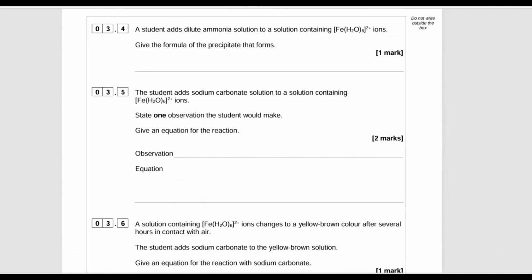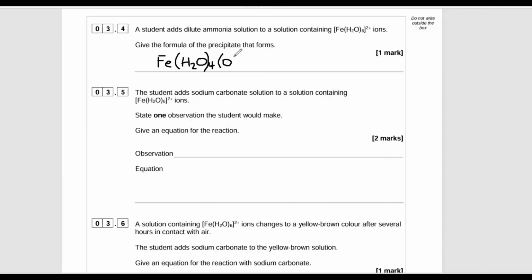Okay, 3.4. A student adds dilute ammonia solution, so that's NH3(aq), to a solution containing [Fe(H2O)6] 2+ ions. So what have we got there? Hexaaqua iron(II) ions. Give the formula of the precipitate that forms. So you have to know these off by heart.